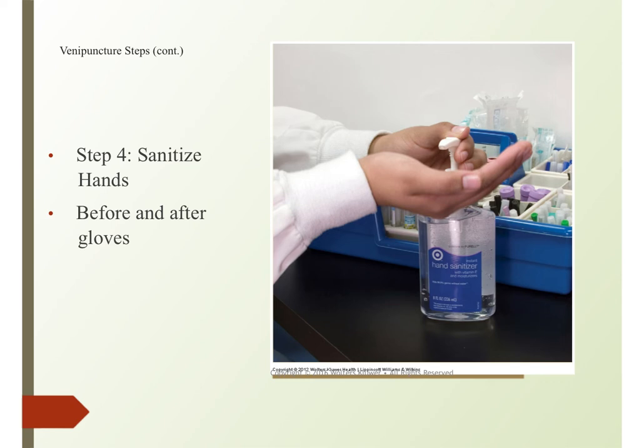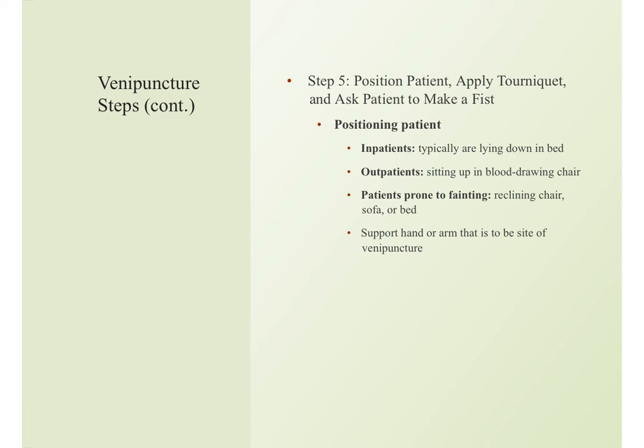All right. We're going to sanitize our hands always before and after gloves. Positioning our patient. Inpatients are going to be lying down in the bed, typically. Outpatients sitting up in a drawing chair. Patients who are prone to fainting, reclining chair, sofa, or bed. Support the hand or arm that's to be the site of the venipuncture.